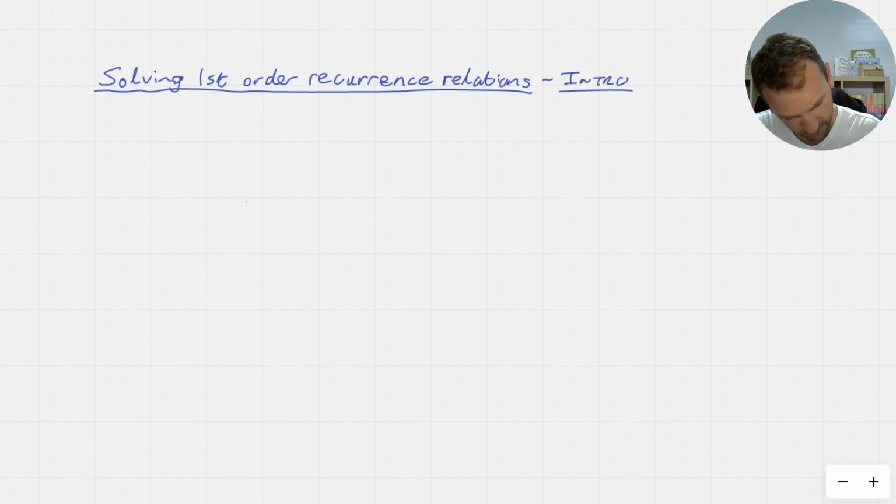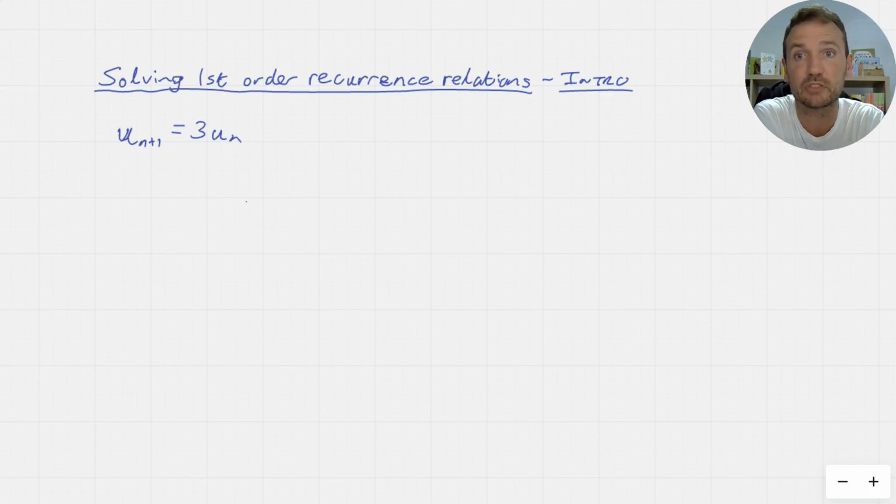I'm going to give you the example u_{n+1} is equal to 3u_n. About as easy as we can get here. You should probably be spotting straight away this is a geometric sequence because each time we're taking the previous term, we're multiplying by 3. So I haven't yet given you the first term or indeed any term in the sequence, which means you're not going to be able to give me a fixed nth term, but we may be able to give a general solution to describe what sort of sequences may satisfy this.